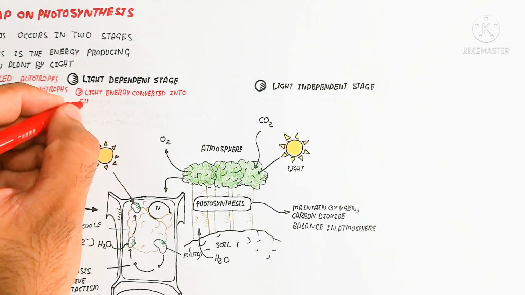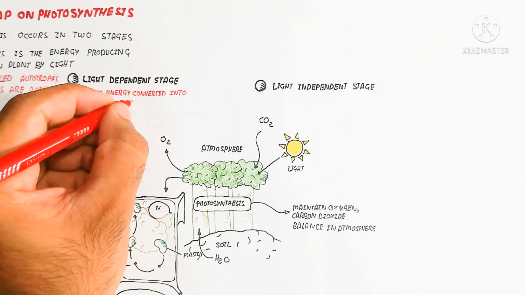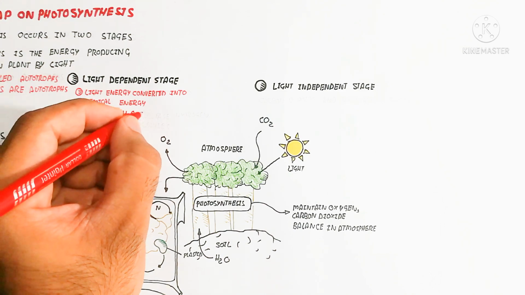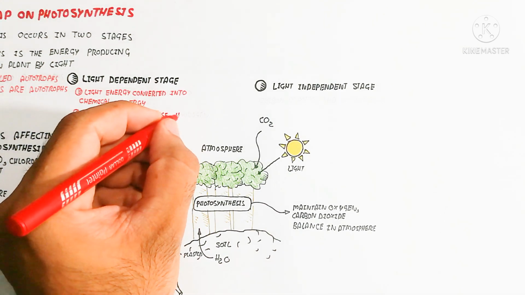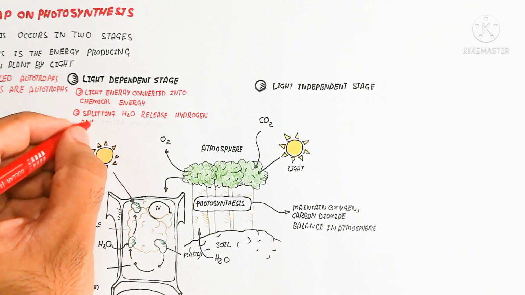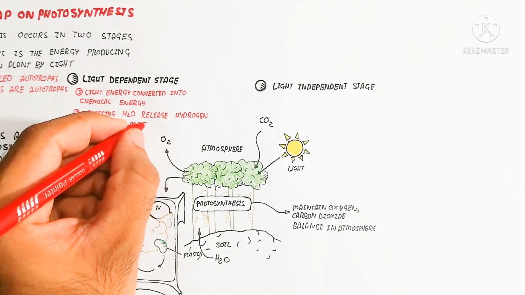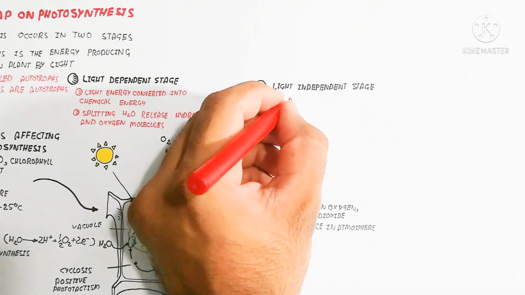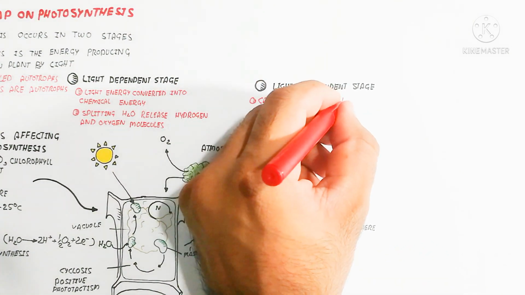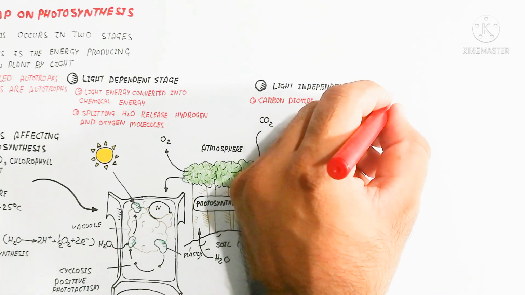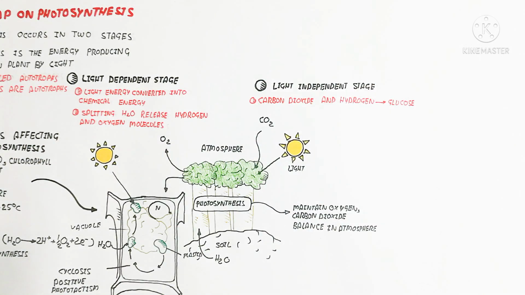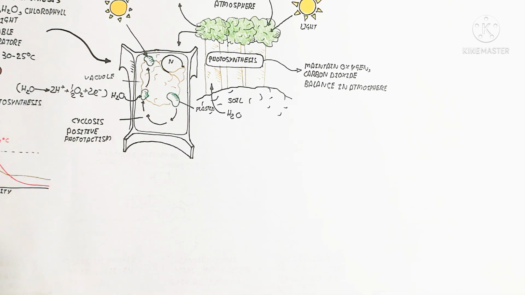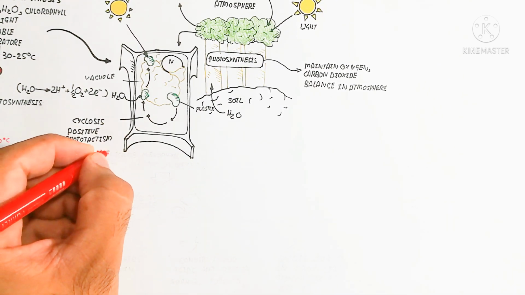Both stages are important for the synthesis of sugar, amino acids and fats in the plant. Here is the light dependent stage, where light energy is converted into chemical energy. Splitting water releases hydrogen and oxygen molecules. So the water is important for the production of oxygen, and it is absorbed from the soil, and water gives the electrons to become an electron transport chain. We will discuss that later.